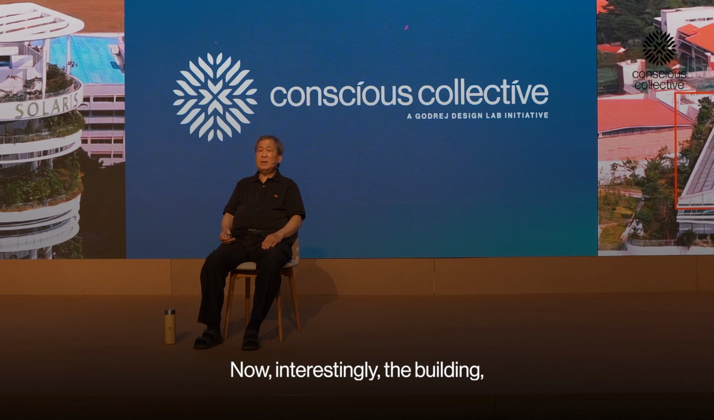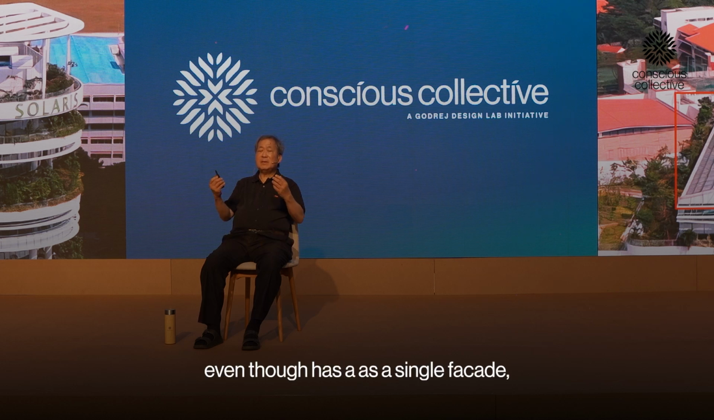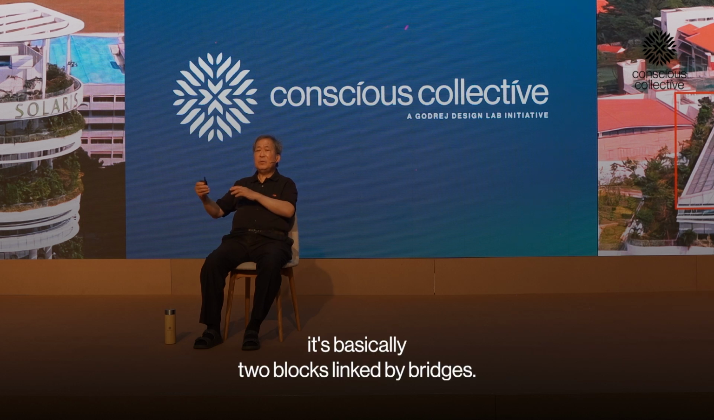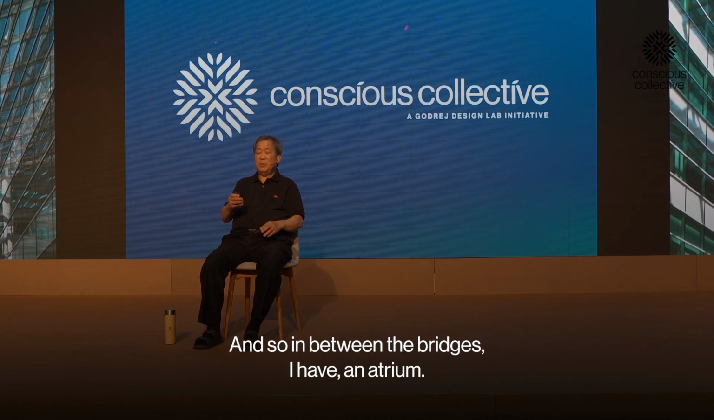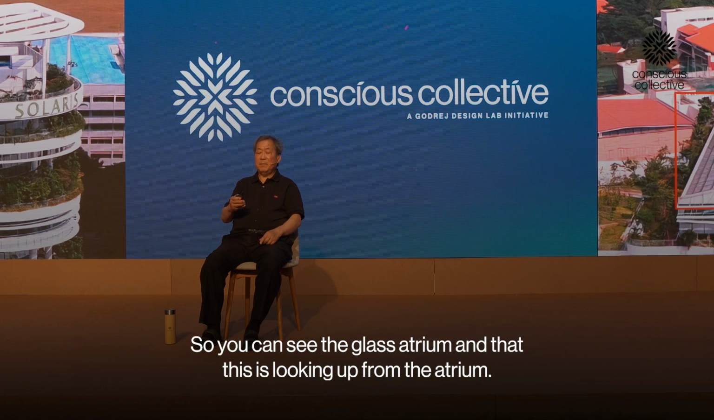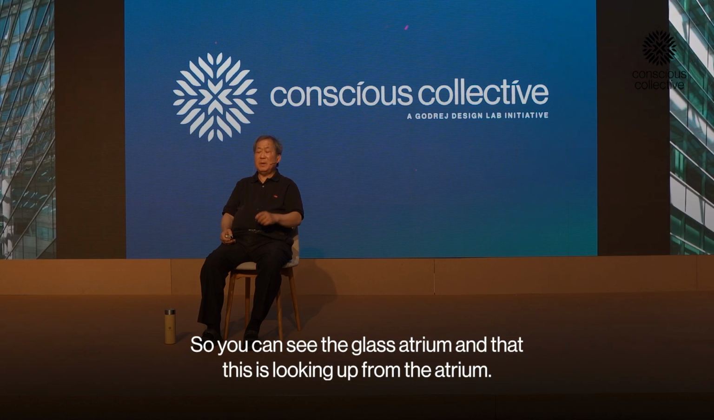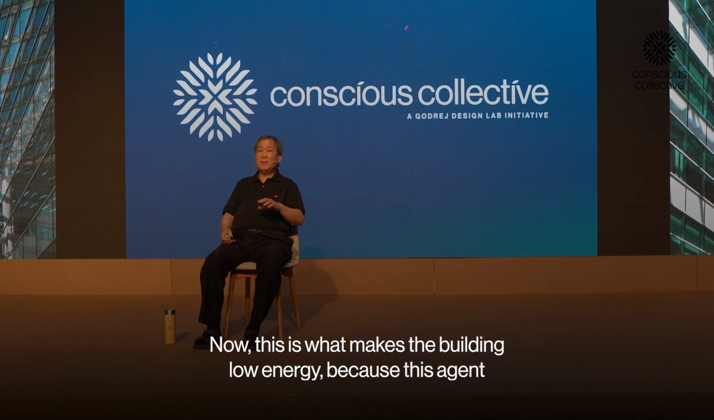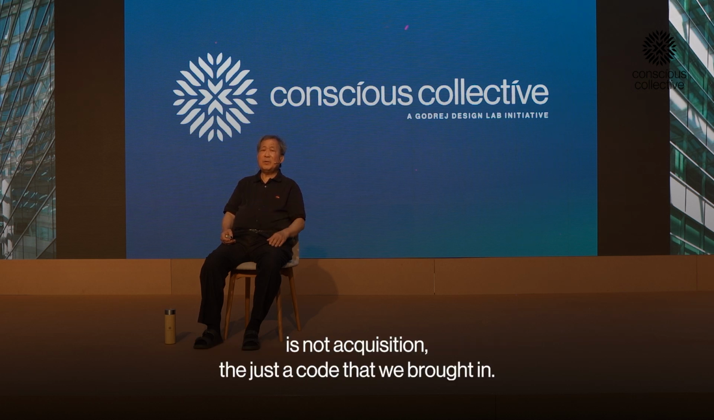Now, interestingly, the building, even though it has a single facade, is basically 2 blocks linked by bridges. And in between the bridges, I have an atrium. So you can see the glass atrium, and this is looking up from the atrium. Now, this is what makes the building low energy, because this atrium is not air conditioned. You just have cold air being blown in.